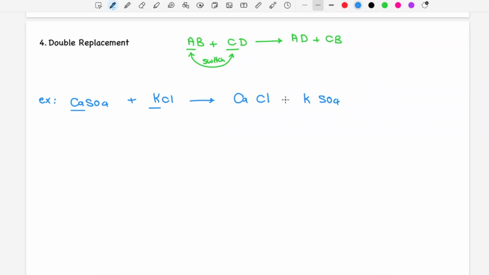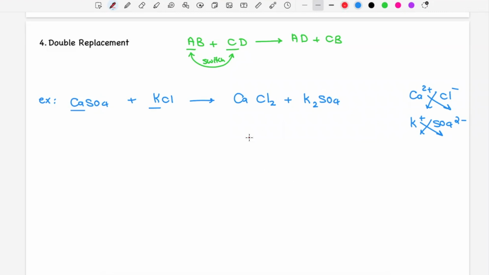But again, both products are ionic, so we have to watch for their charges. Calcium has a charge of 2+, Cl is -1. So they become CaCl2, as we said, we have to switch these. And then same thing, K goes with SO4. K is +1, SO4 is -2. So after you switch them, it becomes K2SO4. And now we guessed our products correctly.